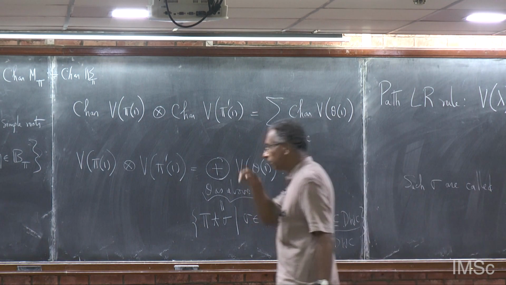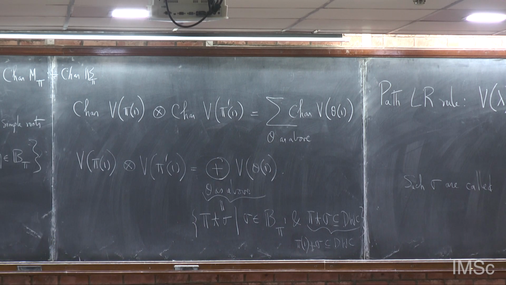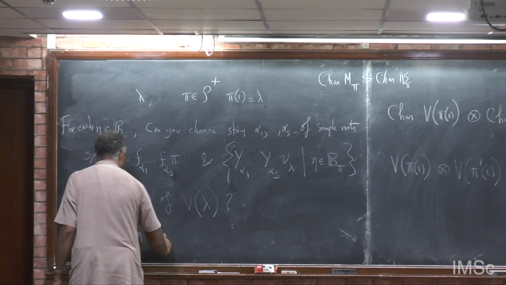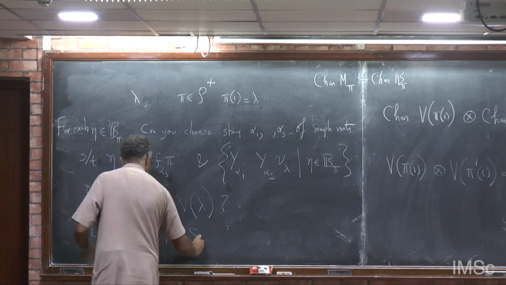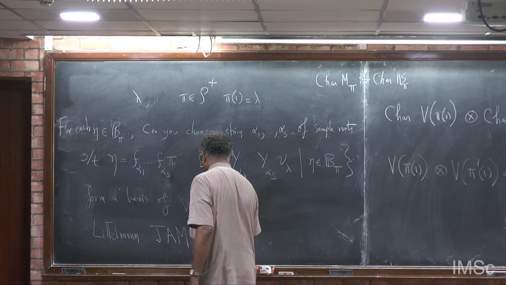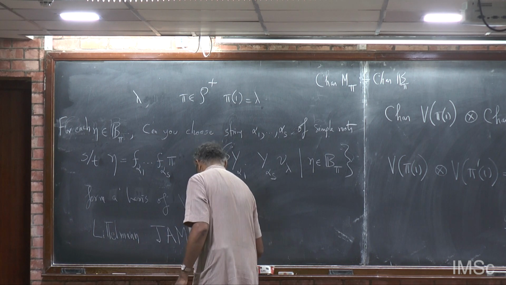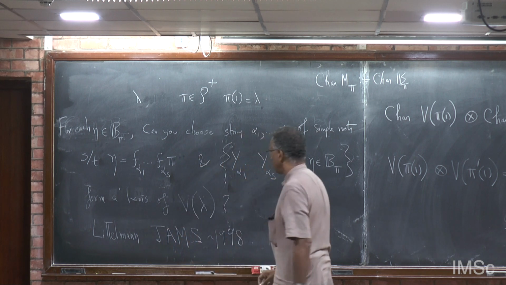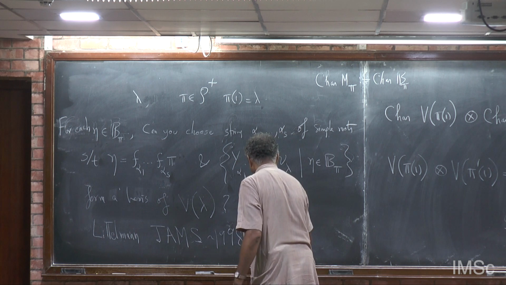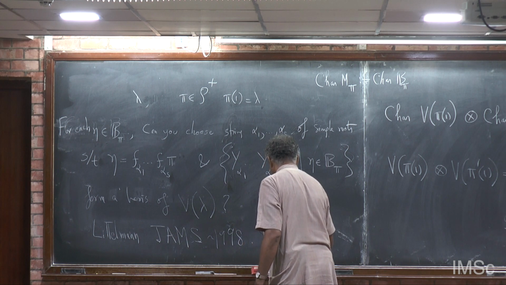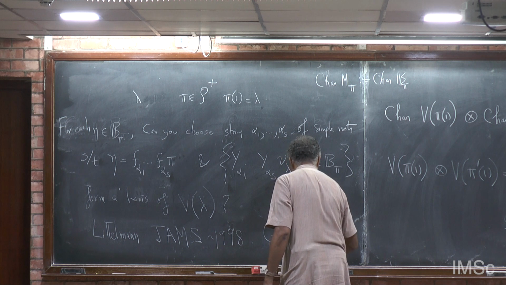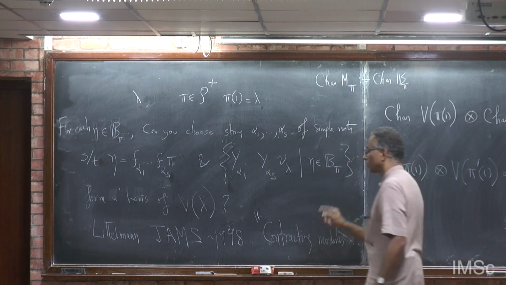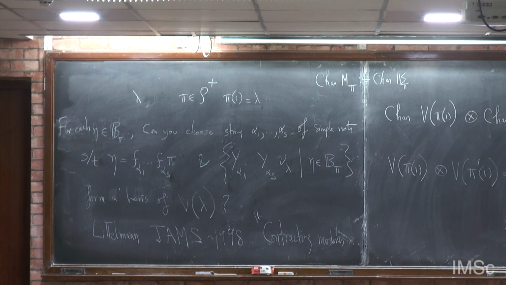So the paper to look at is a paper of Littelmann in the Journal of the American Mathematical Society. I think he has just one paper in this, so it's around 1998. And it starts with something like "contracting modules", that's the term, and so on. But we are not getting there.